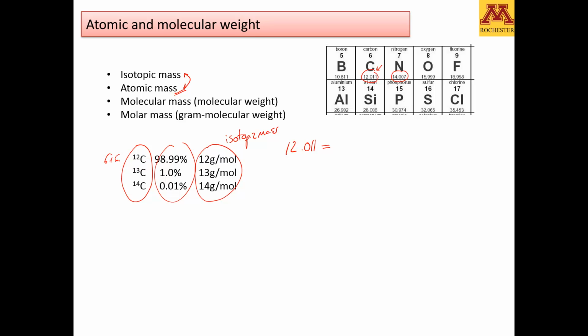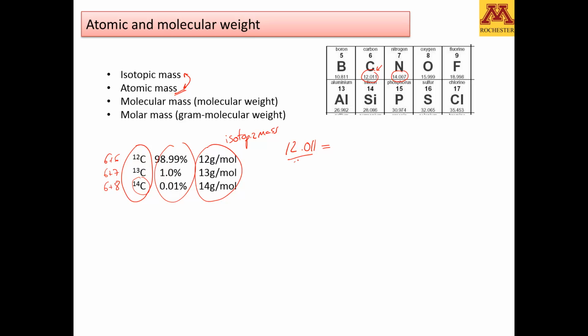Let me just make sure this is a review, hopefully. Carbon-13 has 6 protons and 7 neutrons. Carbon-14 has 6 protons and 8 neutrons. So it's a carbon because it has 6 protons, but the number of neutrons changes. So overall, carbon-14 is a much heavier, or not much heavier, but definitely heavier atom.